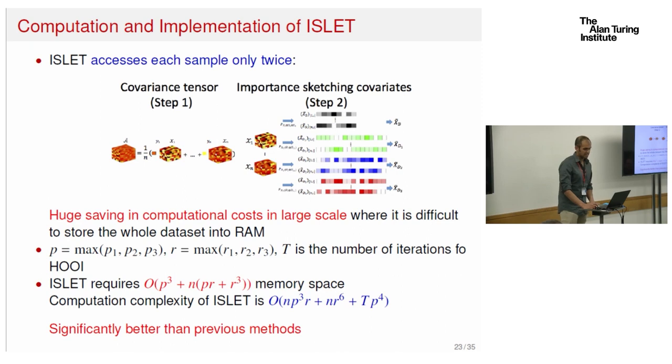And then from a computational point of view, we're also doing reasonably well because there's the computational cost of HOI, which is t times p to the fourth, and maybe there are faster methods there as well. And then there's the computational complexity of the regressions, which are not too bad, and you can show that they're significantly better than other methods, and I'll do a simulation comparison later as well.